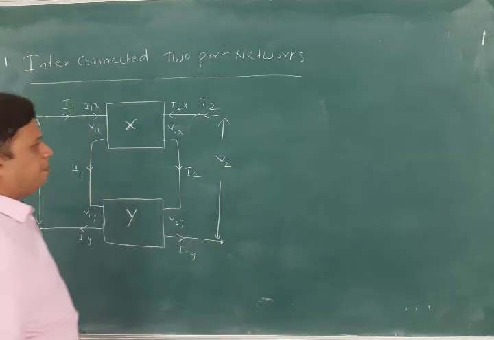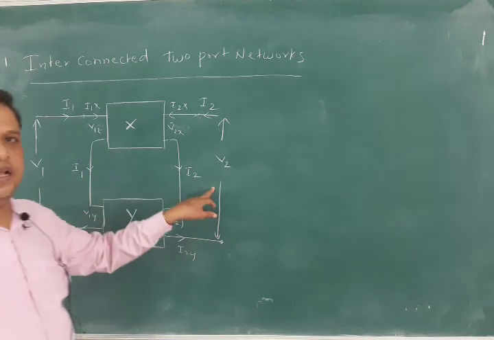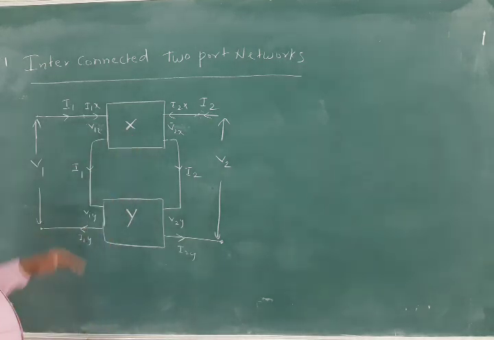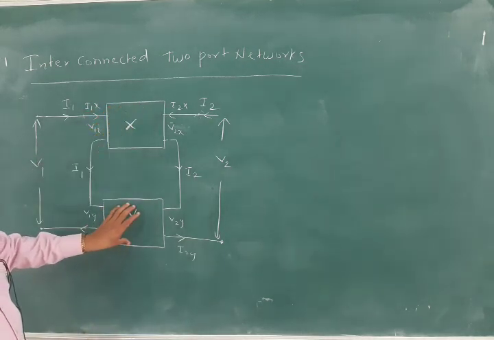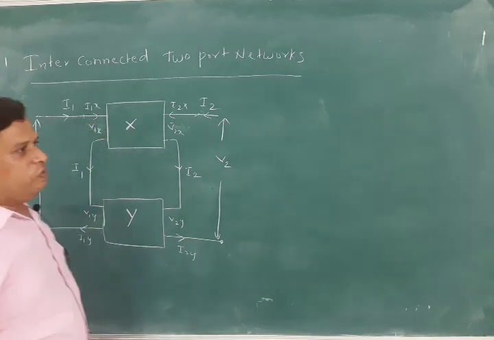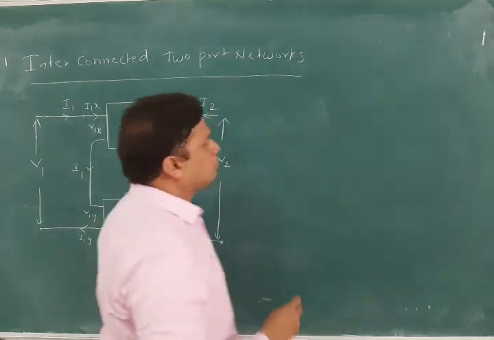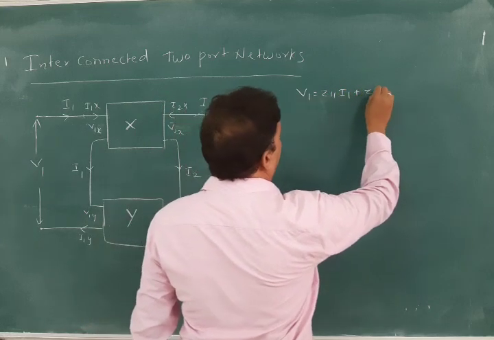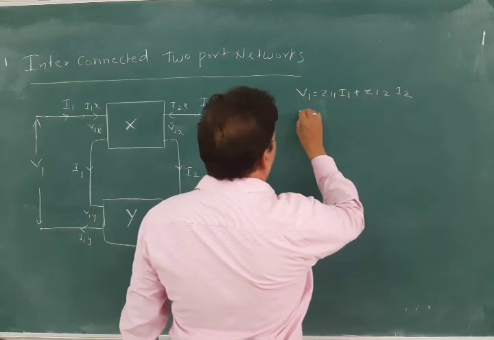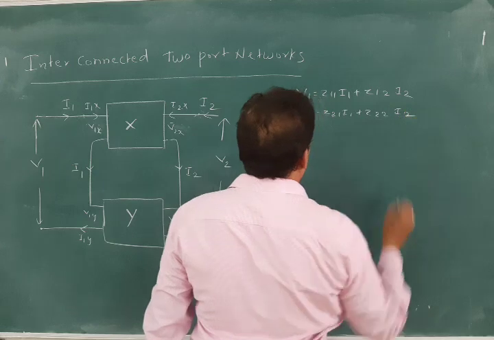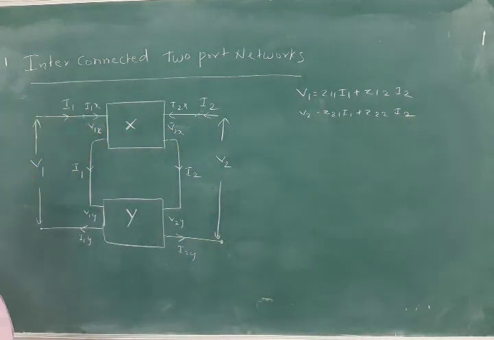If you observe, V1 and V2 are represented like this because it is an interconnected two-port network. These are two separate networks, X and Y, interconnected in this fashion, and these are the parameters written now. Now we have the equations V1 equals Z11 I1 plus Z12 I2, and V2 equals Z21 I1 plus Z22 I2. These will be represented in this particular interconnection.